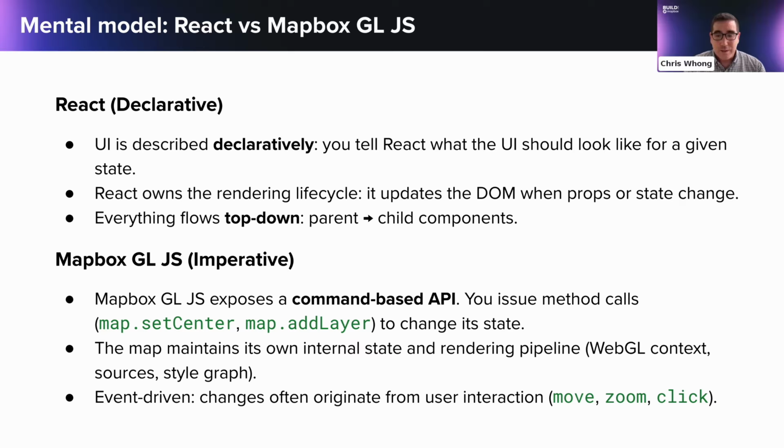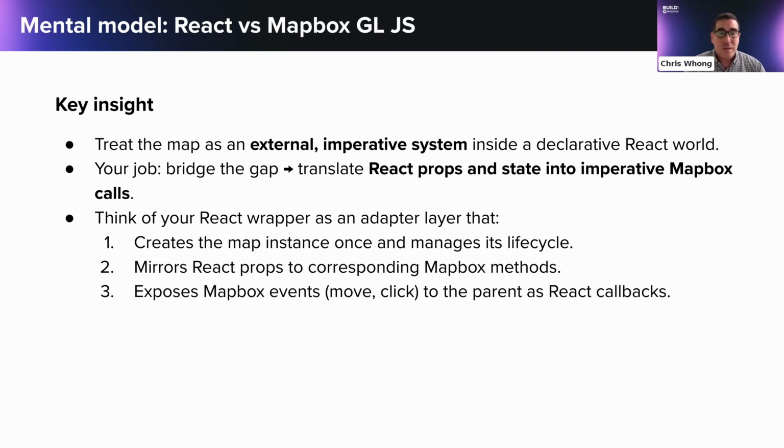GL JS maintains its own internal state and rendering pipeline, and it's event driven. But our goal is to bridge the gap. So what you need to do is translate React props and state into imperative Mapbox calls. So you kind of need to build a wrapper, a black box around Mapbox GL JS so that your app can get events out of the map and pass data into the map. And then your component is going to handle that data that comes into the map and figure out how to actually interact with Mapbox GL JS.